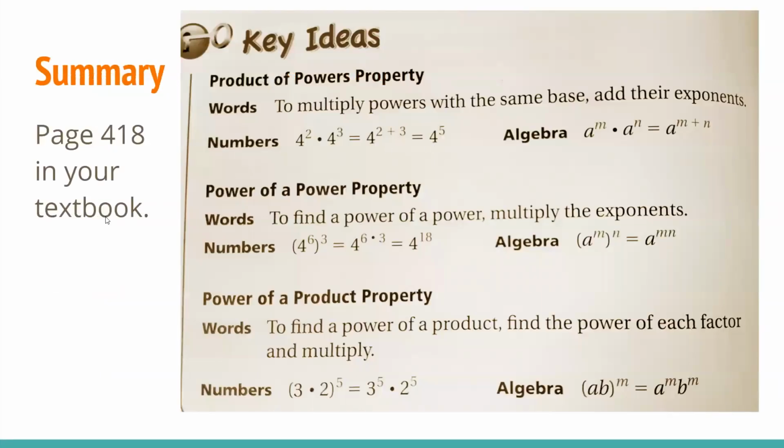And so here's the summary of the 3 things that we learned. This is on page 418 in your textbook. I think it's a really good resource because it puts it all together in a well-organized fashion. So if you want to copy this down, you can pause and do so, or you can print this out or find it in your textbook.